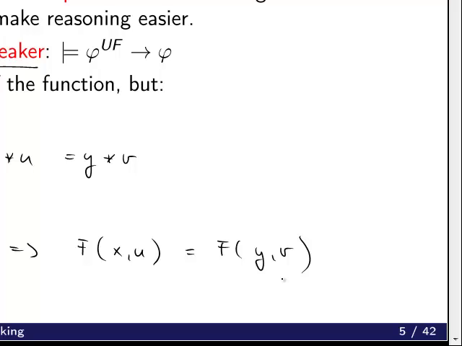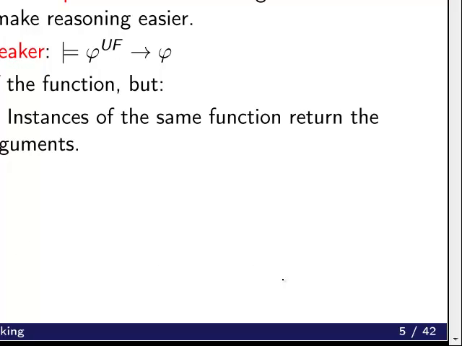So sometimes it is sufficient to ignore semantics and check the remaining property. Sometimes it is not enough, and then we will have to strengthen the formula by adding some more properties of the function semantics. That means we need functional congruence, and that means instances of the same function return the same value for equal arguments.